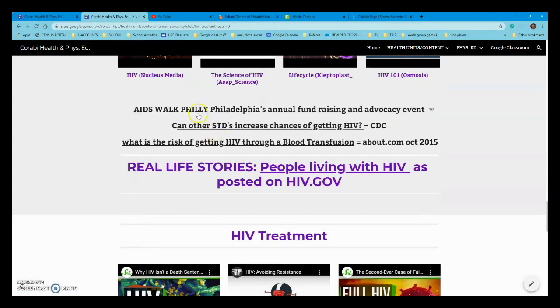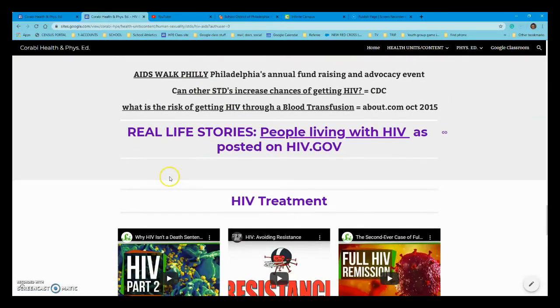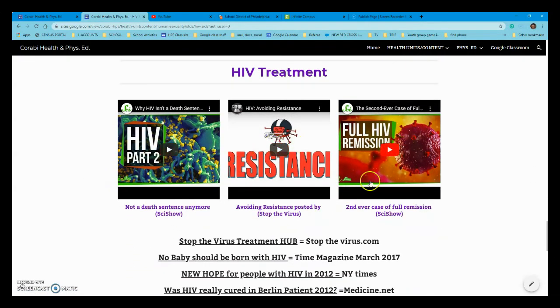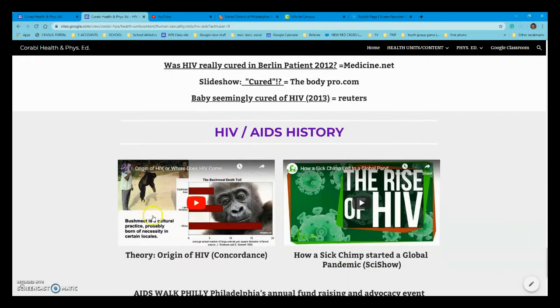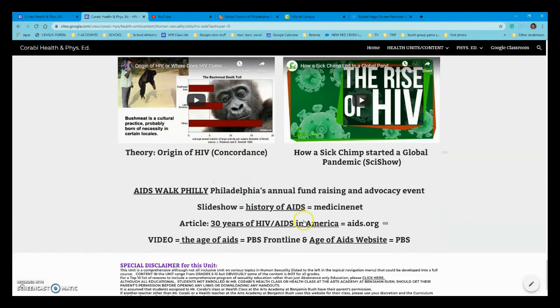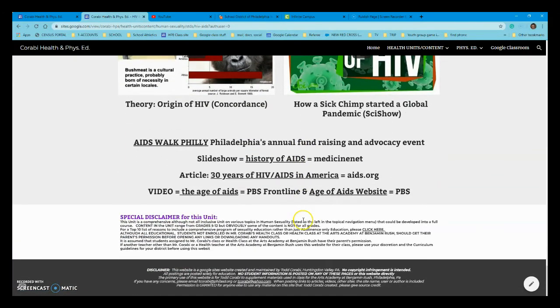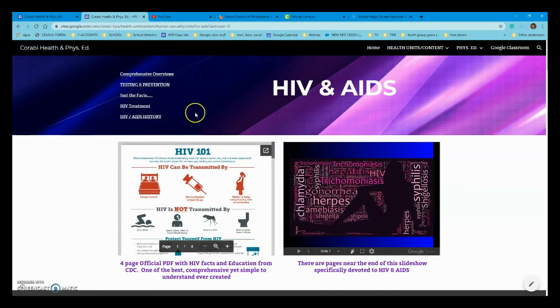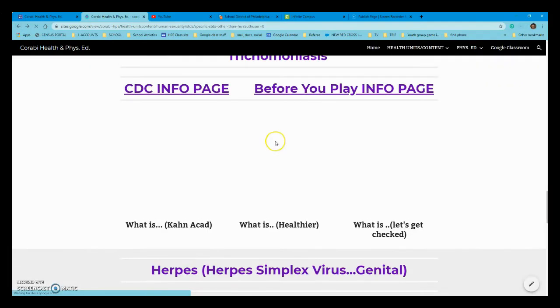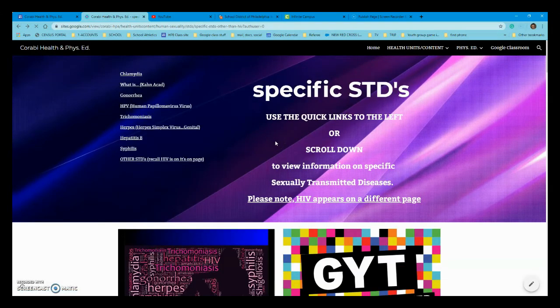When you scroll down further, there are more articles, real life stories of people with HIV, HIV treatment, and people actually being cured, and things like that. Some articles concerning that same thing, and then a history of the virus and AIDS in America. One specific page is devoted to Philadelphia. So, an entire page devoted to HIV and AIDS, easily the most dangerous sexually transmitted disease, and another page devoted to all sexually transmitted diseases that are prevalent in a society.